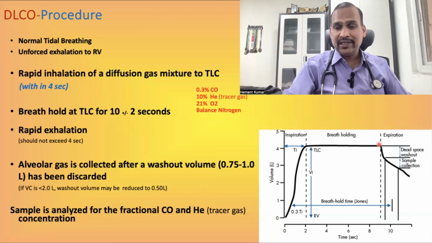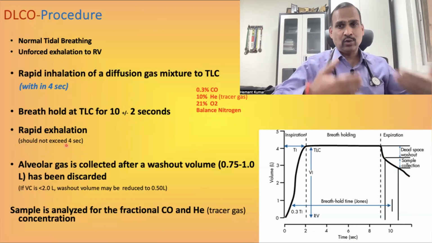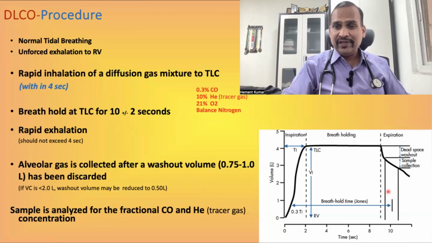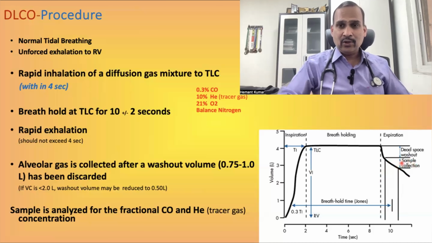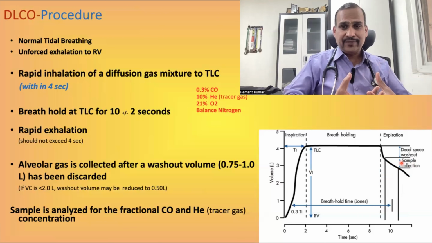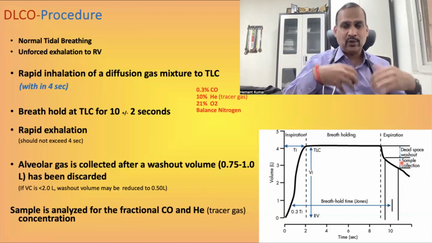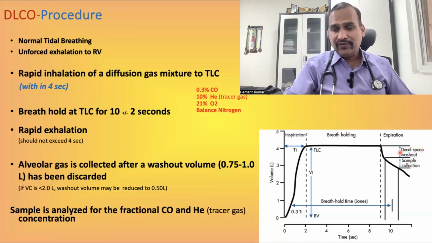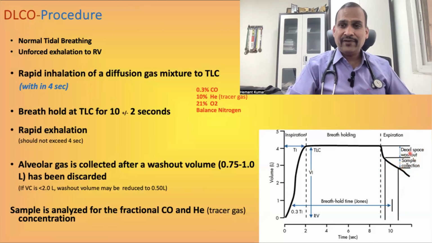Then after holding the breath, he has to expire rapidly, not more than 4 seconds. Within 4 seconds, he has to expire his whole breath. The machine will take the latter half of the sample for analysis, because once you exhale, the initial part of the vital capacity will come from dead space, trachea, and bronchi. So the initial volume will be discarded. Dead space should be discarded, and we take the later sample for calculation of DLCO.